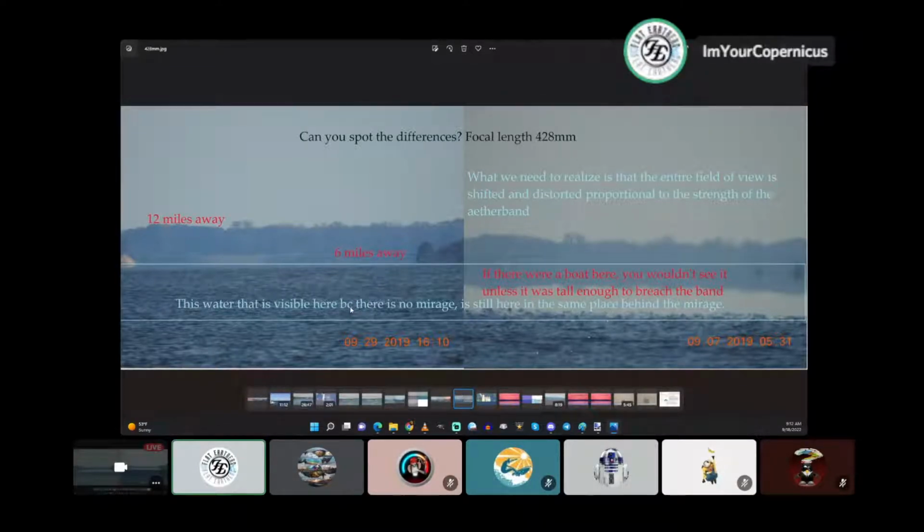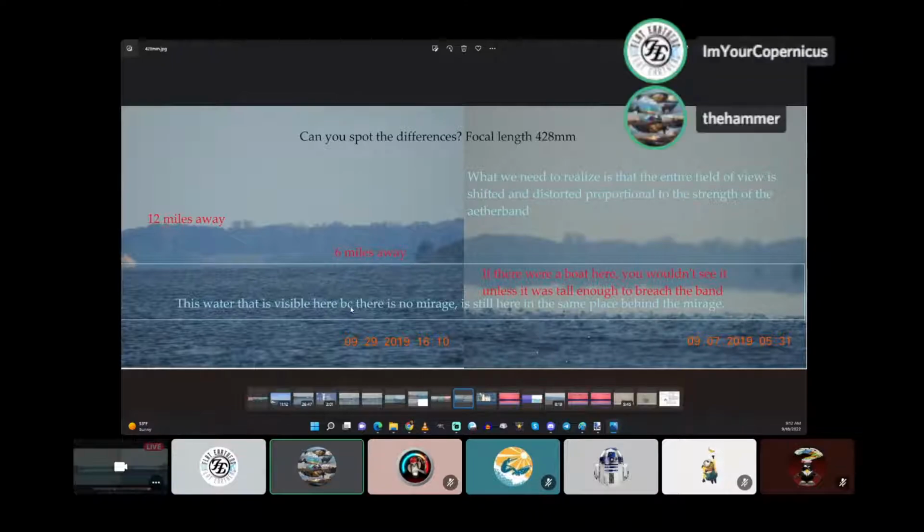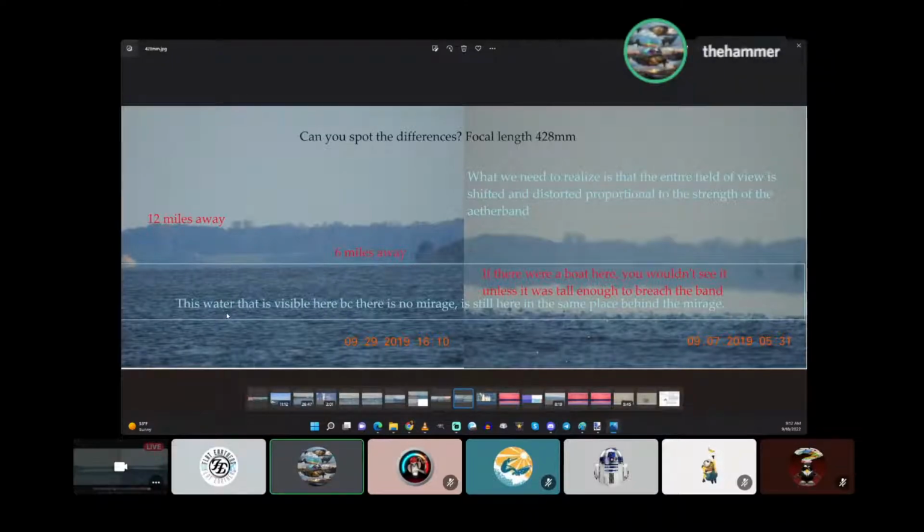Basically the basic variables in a mirage are temperature, air pressure, humidity. And that's it. Yeah, that's basically it. No geometric anything involved there, huh?